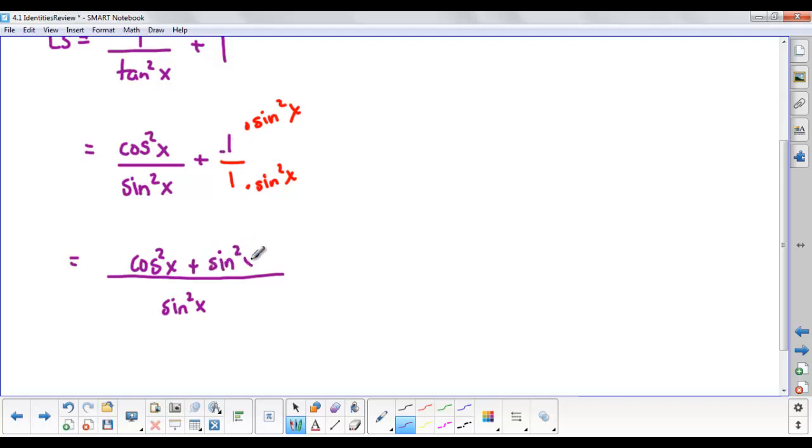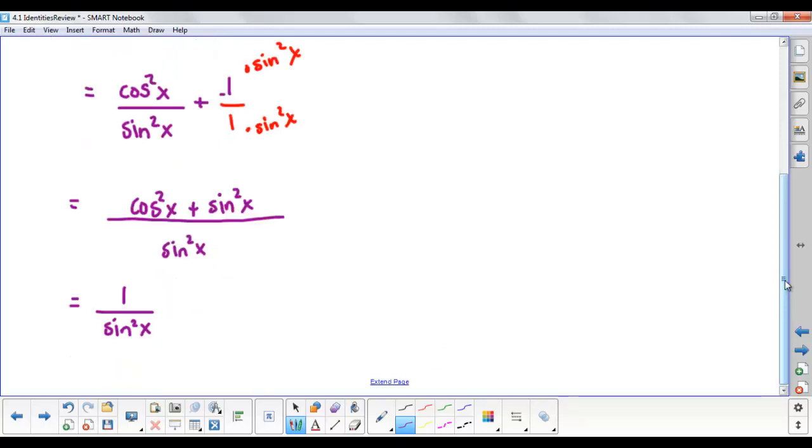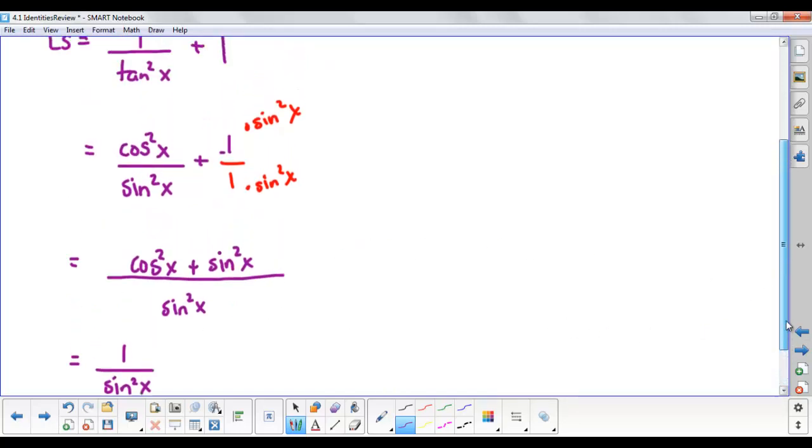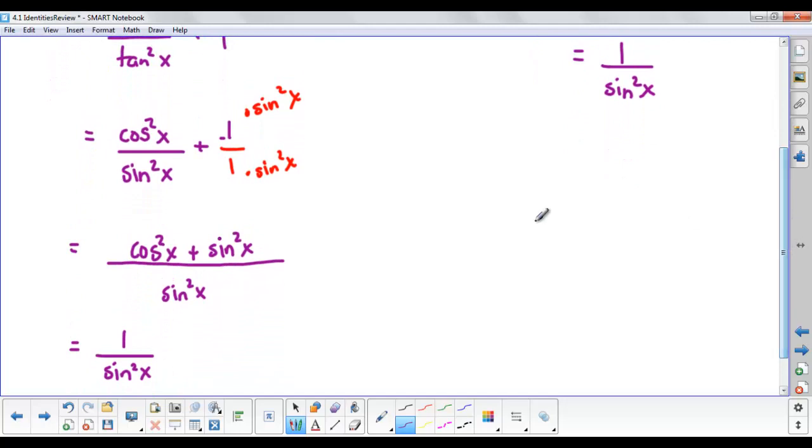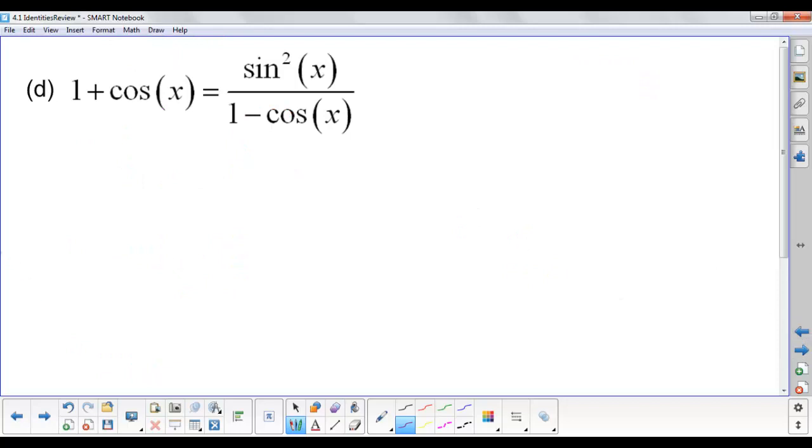So sine squared x. And again, here comes that Pythagorean identity again. Cos squared plus sine squared does equal 1. So we're left with 1 over sine squared x. And that's pretty much all we can do with the left side. If we go back to our right side, cosecant squared x is really just 1 over sine squared x. And if you'll notice, we end up with the same expression on both sides. So left side does equal right side. It has been proven.